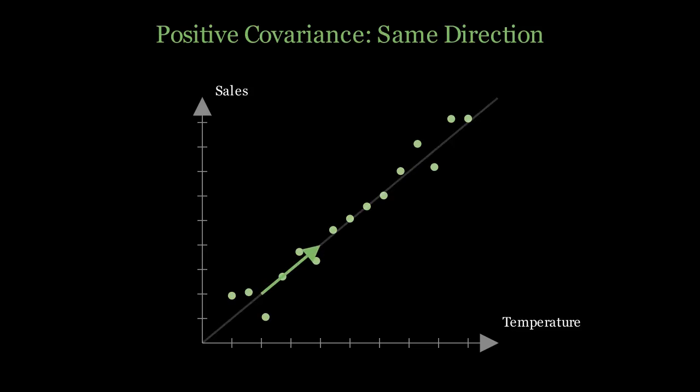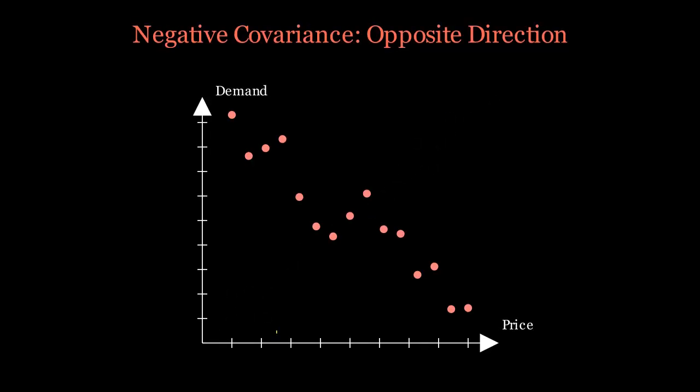To understand covariance, we don't need complex formulas. We just need to look at the direction. Imagine a graph where the horizontal axis is temperature and the vertical axis is ice cream sales. If most data points follow an upward trend, we say they have a positive covariance. This simply means that as one variable increases, the other tends to increase as well.